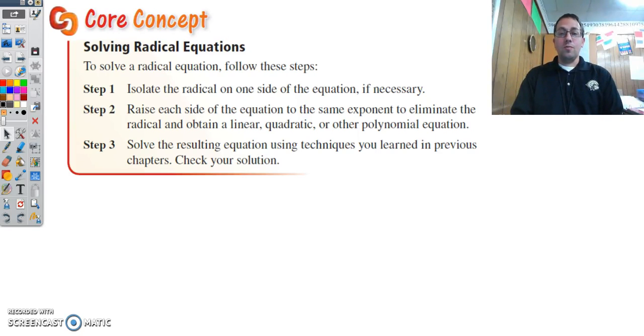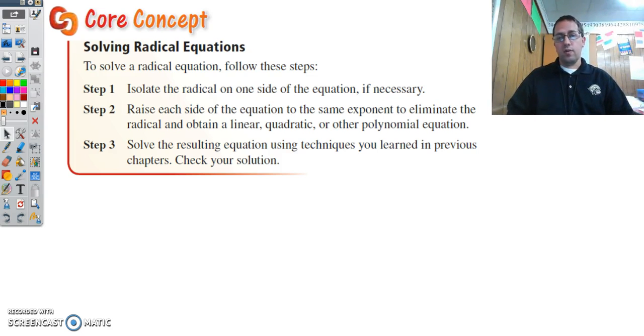Hello class, today what we're going to talk about is solving radical equations. These are equations that have a radical sign, like cube root of x equals 3 or something like that. The way we do this is, step one, we've got to get the radical all by itself, if necessary. Sometimes it's already there, but sometimes not. If it has anything next to the radical, we've got to move that stuff over.